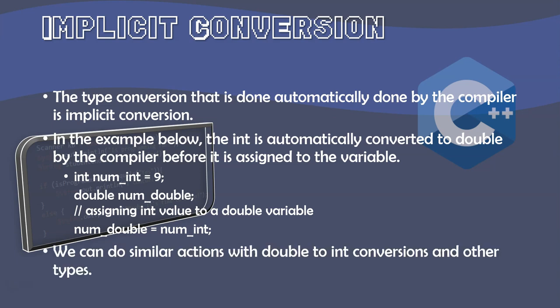Now we, of course, can do similar actions here, for example, a double into an integer and other types. Just keep in mind that if you are converting across certain types with certain values, you could have data loss. So, for example, if I have the number 4.2 and I convert that into an integer, it would have the value of 4, and so you could have some data that is lost with that.